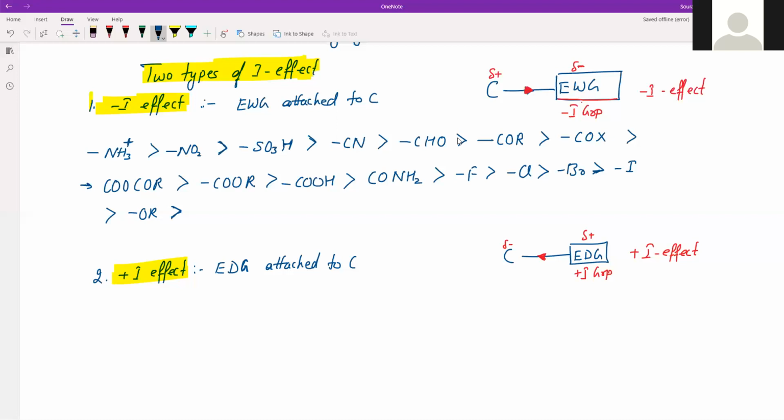COOR, that is ester. Then what is OR? OR, this one. Okay, we'll see it. I have given you a list of this, so we'll come back to this. Let me first finish this.